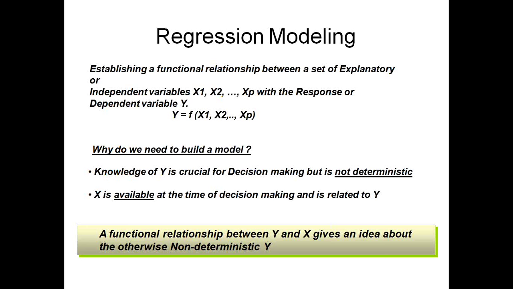Why do we need to build a model? Because knowledge of Y is crucial for decision making, but is not deterministic. X is available at the time of decision making and is related to Y. So let's say we want to predict anything, let's say sales, then we have large information of our past. Based on that past information, we predict our Y. It could be anything like sales, number of computers sold in the market, something like that. We'll further discuss these in detail. A functional relationship between Y and X gives an idea about the otherwise non-deterministic Y. So our main aim is to select those informative exercises which can predict our Y.